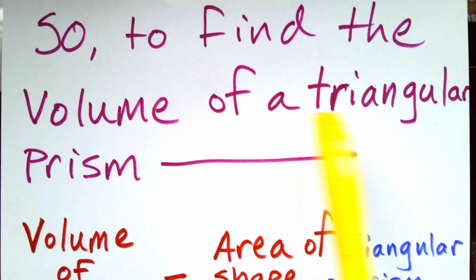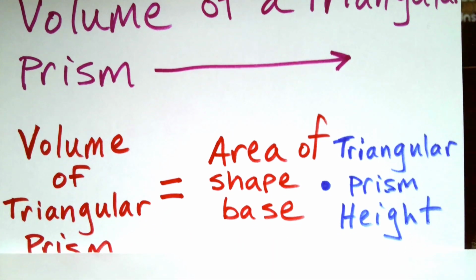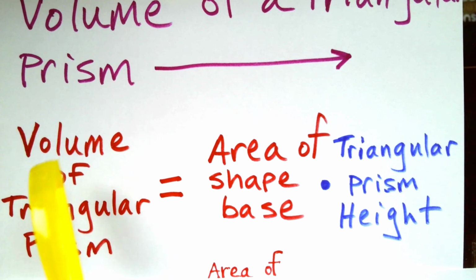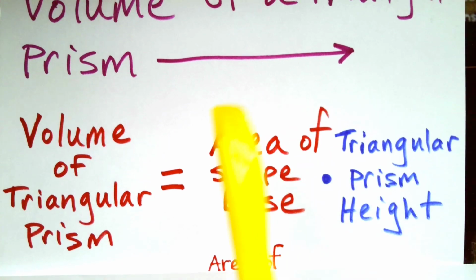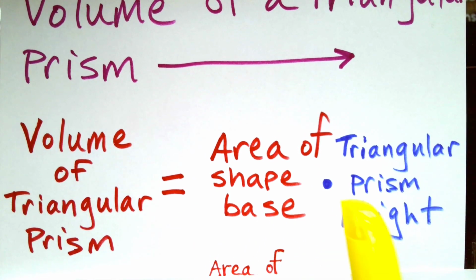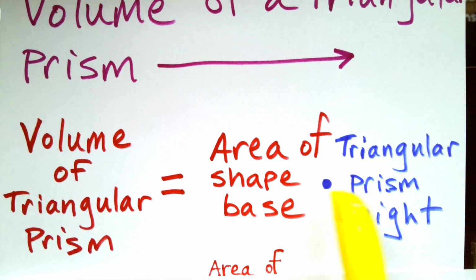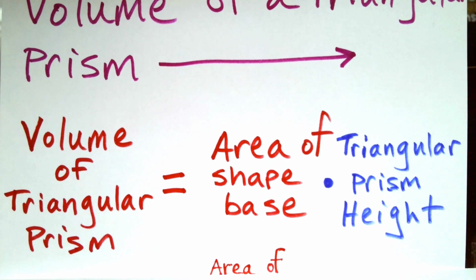So to find the volume of a triangular prism, we're going to use the formula for the volume of the prism, where we're going to take the area of the base of the shape. The base of this shape is a triangle, a right triangle. And we're going to multiply that times the triangular prism's height, which I showed you in the last two videos and all the other videos, is 8.